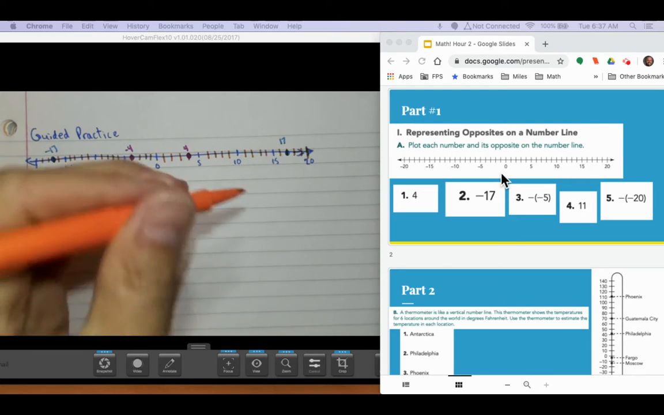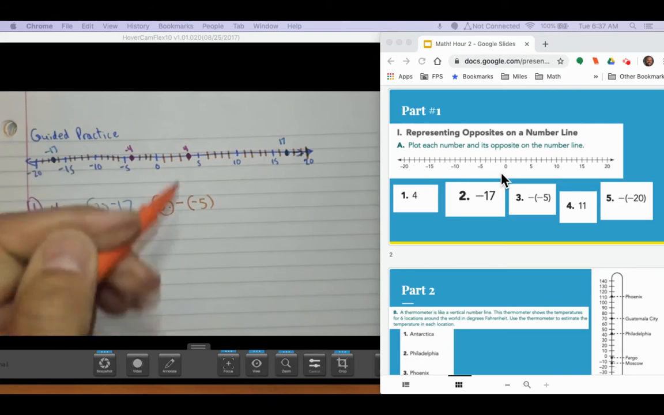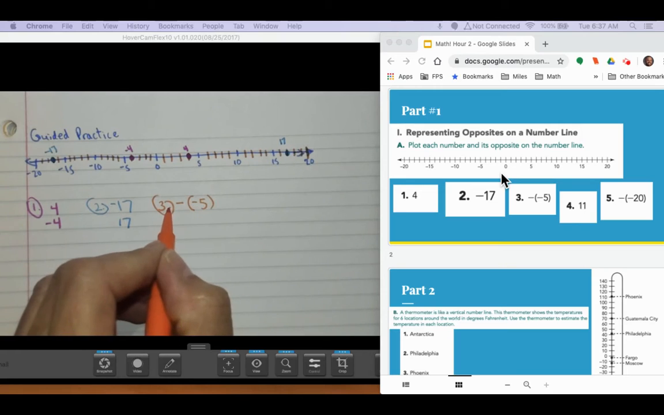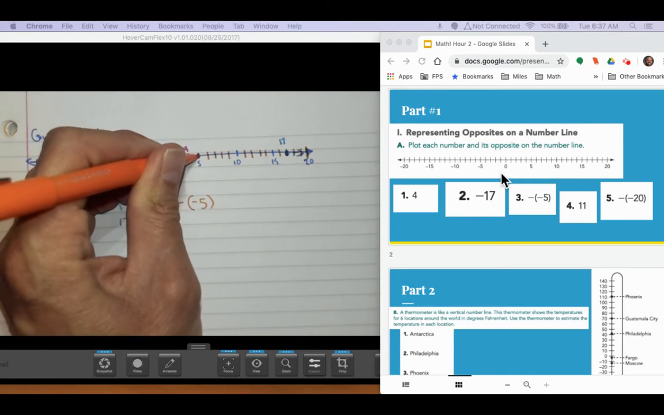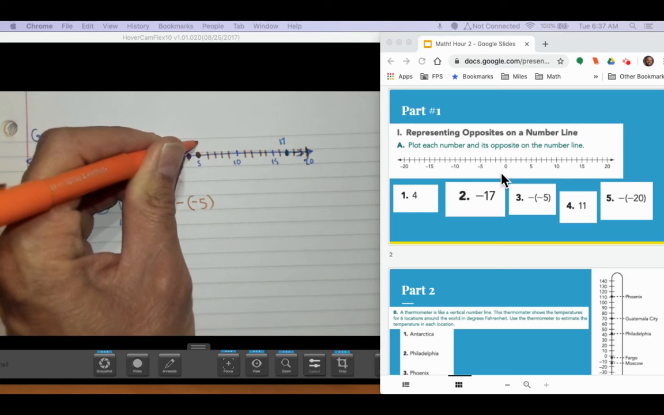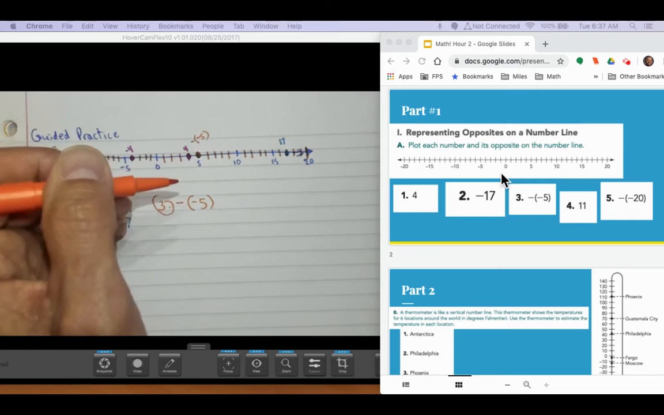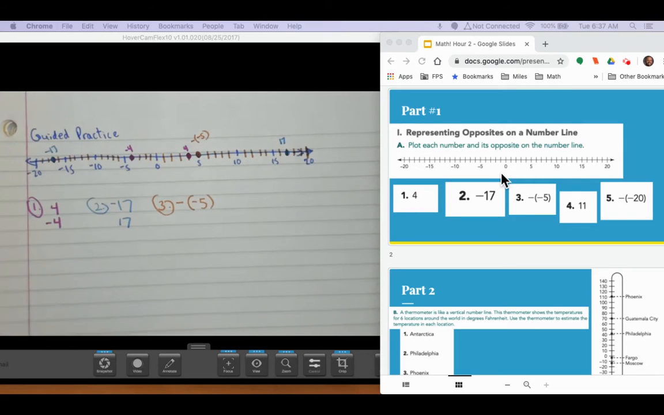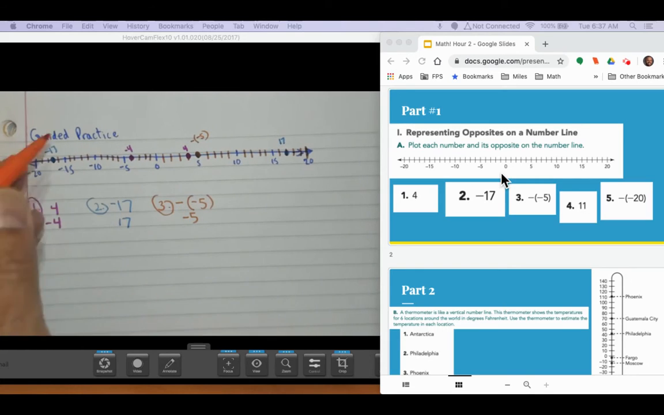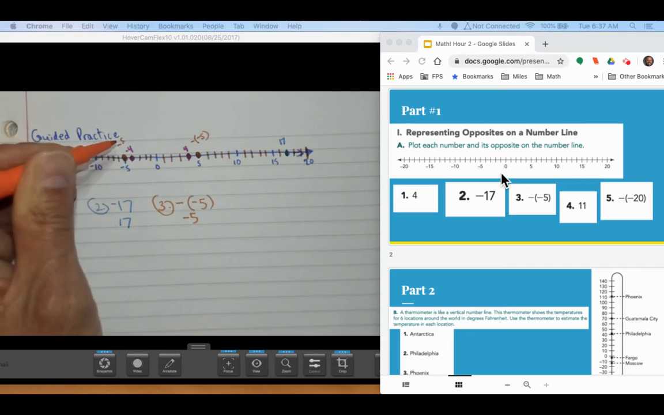Number 3 is tricky. It's the opposite of the opposite of -5. So that first one, we have -5. The opposite of -5 is just going to be 5. Now, the opposite of that would just be -5. And so I also need to have -5 on that number line right there.